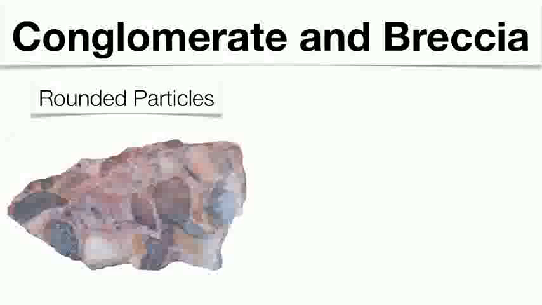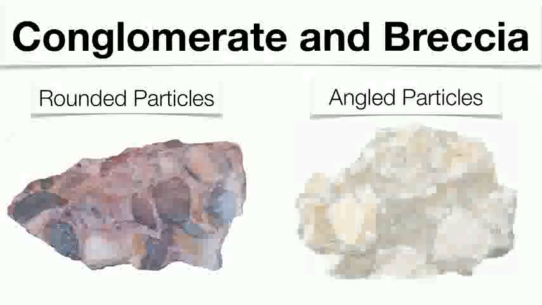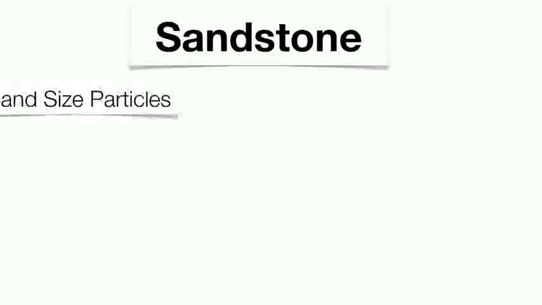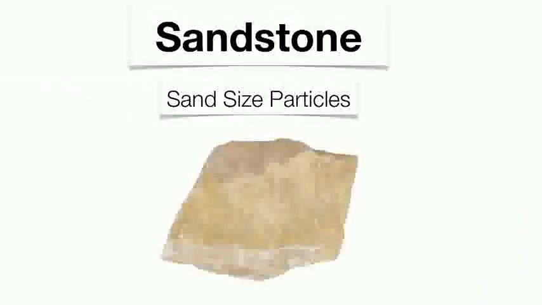So let's take a look. You notice that your conglomerate is made up of rounded fragments. Your breccia is made up of angled fragments. Okay, the big difference here is that the rounded fragments have been carried a further distance. When particles get carried a far distance, they tend to get rounded out quite a bit. So that's a big difference between those two. Then we're going to move on to sandstone. Sandstone is made up of sand-sized fragments. Okay, sandstone has a very gritty feel, almost like sandpaper.